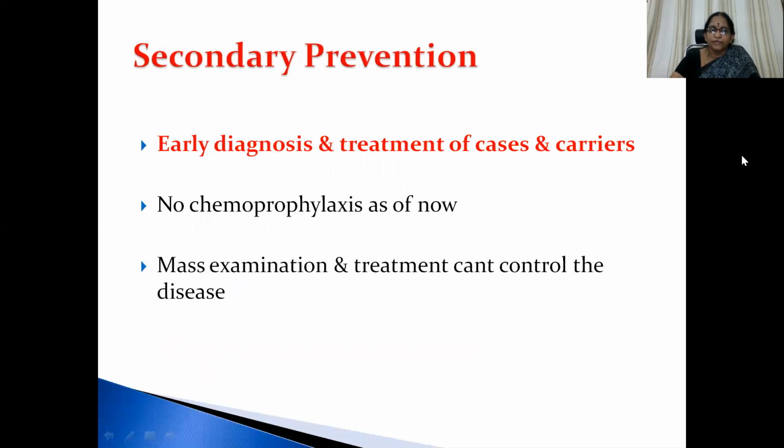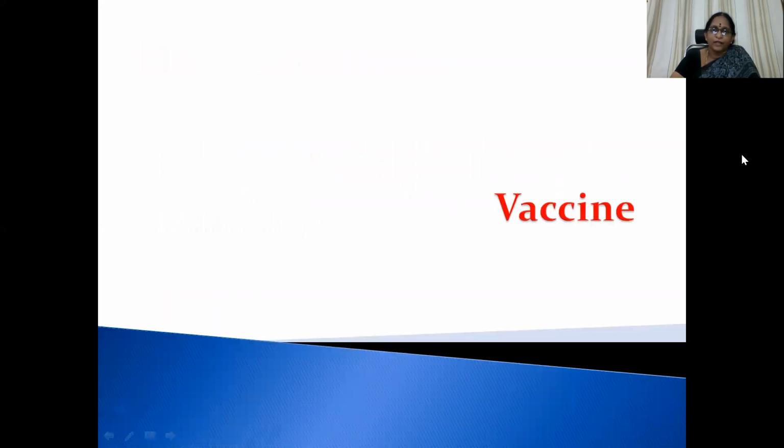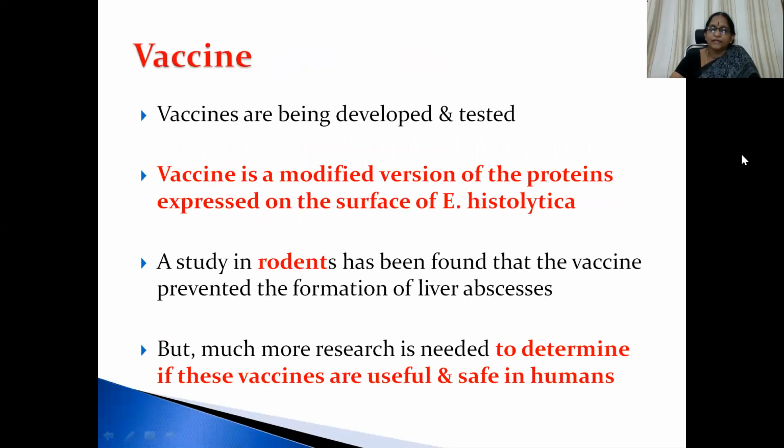Then coming to secondary prevention: early diagnosis and treatment of both cases and carriers as well. Then no chemoprophylaxis as of now, which we are discussing in the subsequent slide. Mass examination and treatment can't control the disease. There are some drawbacks in this. Then coming to the vaccine, immunoprophylaxis. Vaccines are being developed and tested. What are these vaccines? Anti-amoebic vaccines.